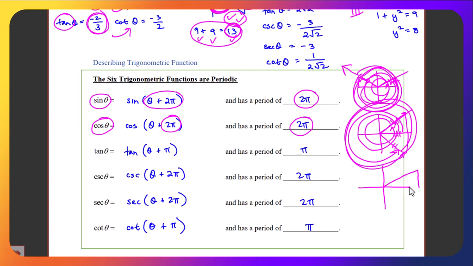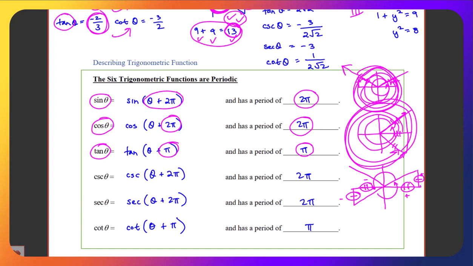This y over x matches this y over x. So you're right, these are positive and these are negative, but if I take y over x, positive over positive, or y over x, negative over negative, they're both positive, which means these start over every pi. That's why tangent starts over after pi.